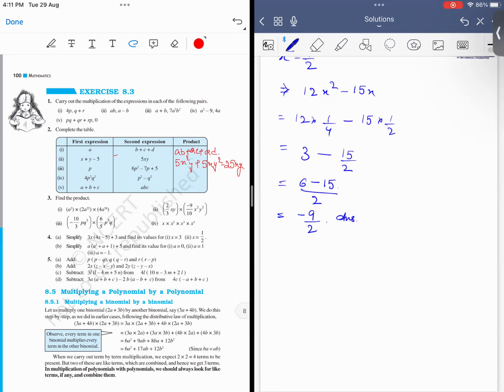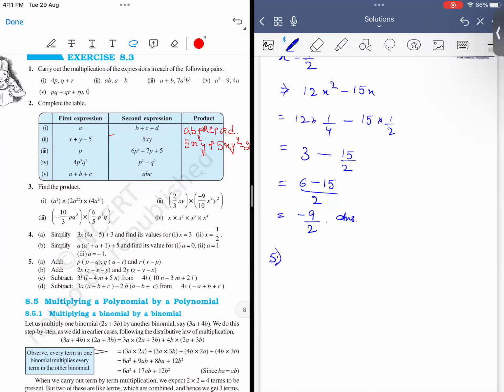Now question 5. Likewise, we can do the second one also. Add. Now it is saying add the given expressions: p into (p minus q), plus q into (q minus r), plus r into (r minus p).